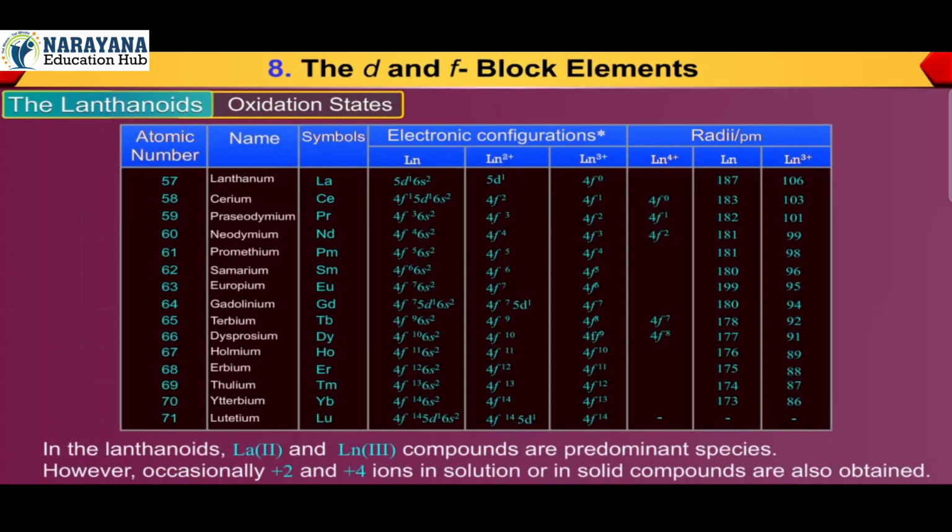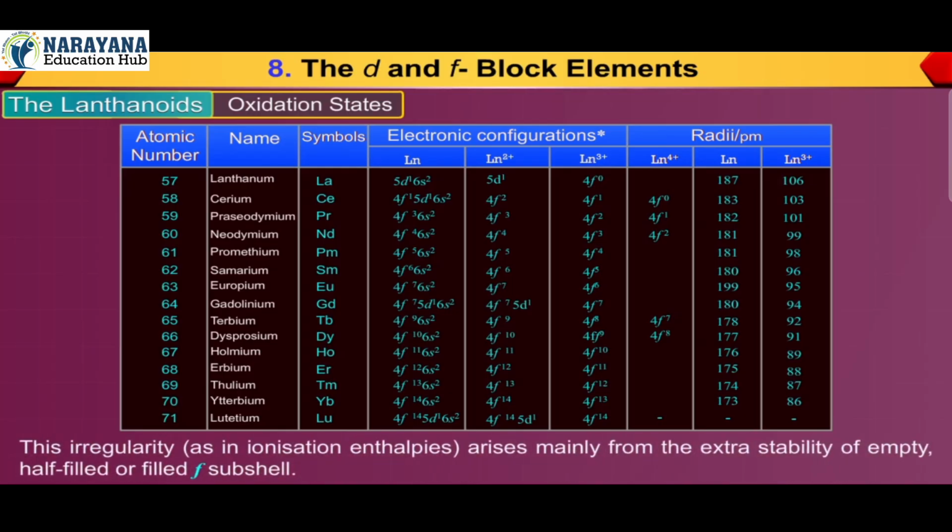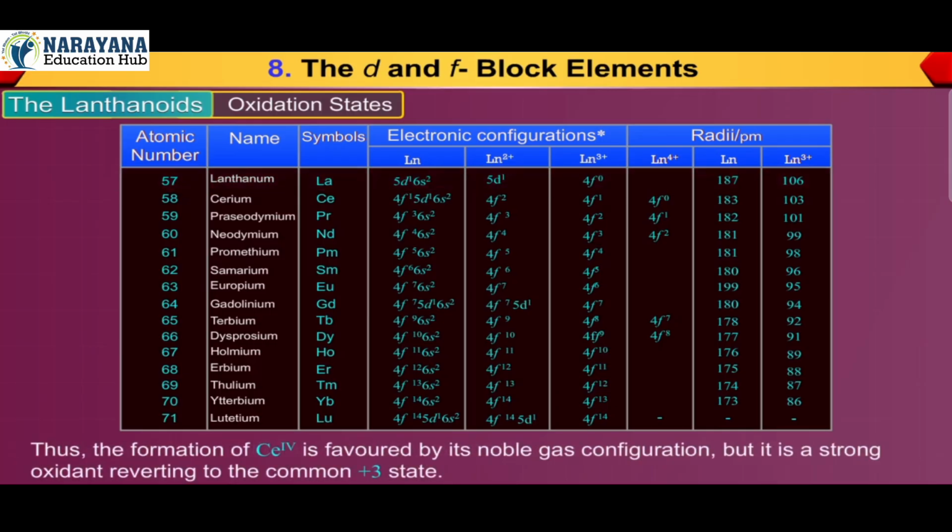Oxidation states. In the lanthanoids, La(III) and Ln(III) compounds are the predominant species. However, occasionally +2 and +4 ions in solution or in solid compounds are also obtained. This irregularity, as in ionization enthalpies, arises mainly from the extra stability of empty, half-filled or filled f subshell. Thus, the formation of Ce4+ is favored by its noble gas configuration, but it is a strong oxidant, reverting to the common +3 state.